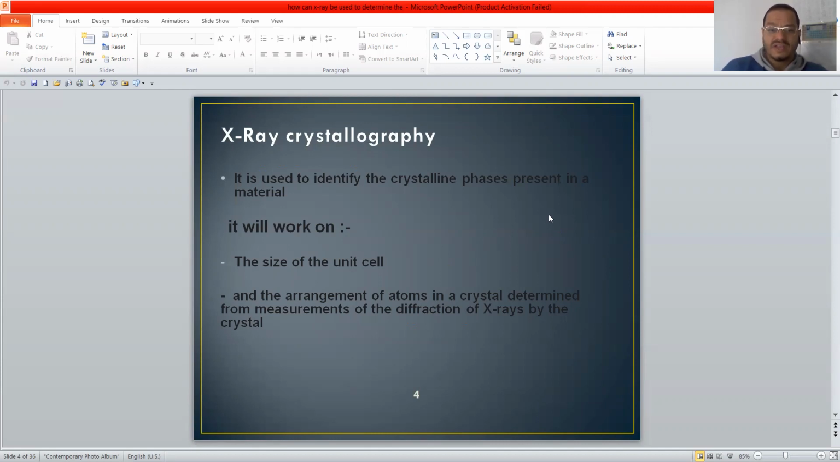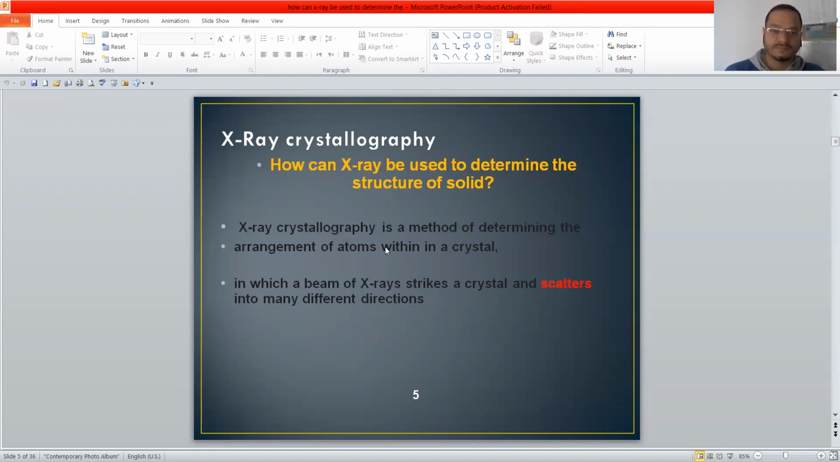It will work on the size of the unit cell. This will be an important condition. If the unit cell has a good size, we will deal with it by using XRD, X-ray diffraction. If it's smaller than that, we will use another technique. I will explain all of this information on the next slides. And the arrangement of atoms. That means in this process we depend on two conditions: the size of the unit cell and the arrangement of the atoms. The crystal structure is determined from measurements of the diffraction of X-rays by the crystal.